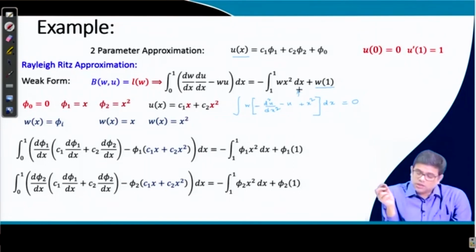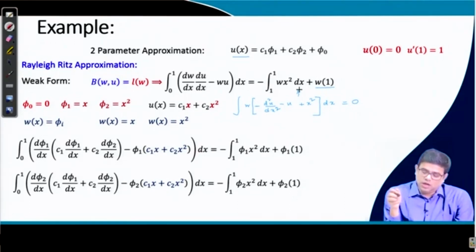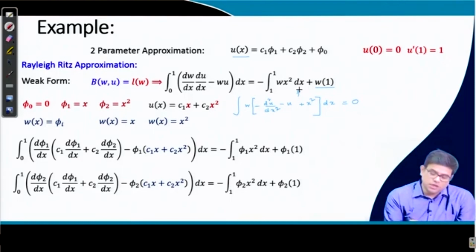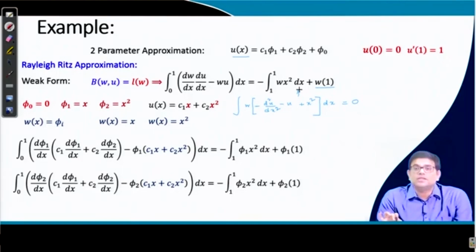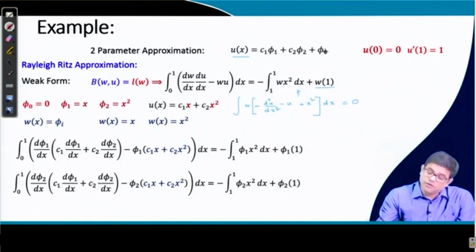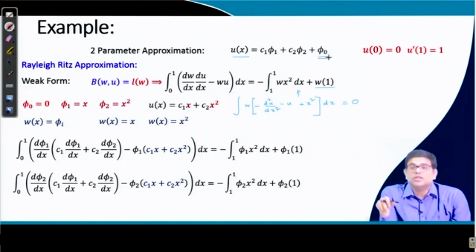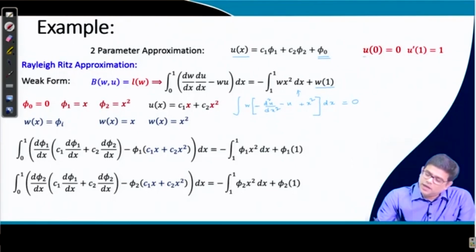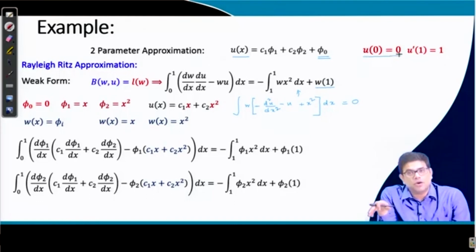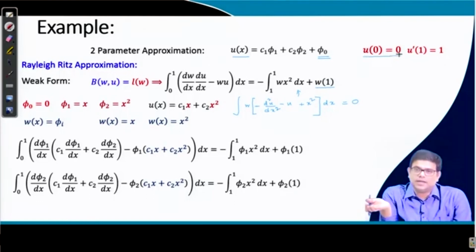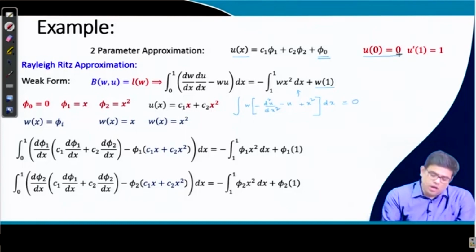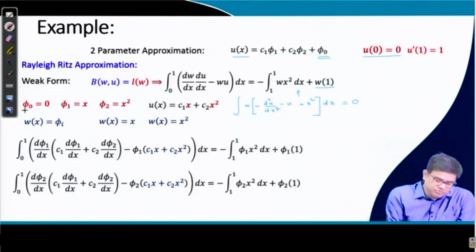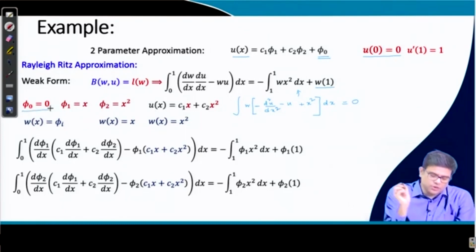Now the main issue is how to choose this weight function and the approximating function. The first condition that Rayleigh-Ritz requires is on the weight function. First, let us find phi 0. Since u0 is 0, given at the boundary, naturally I can take phi 0 as 0 here.